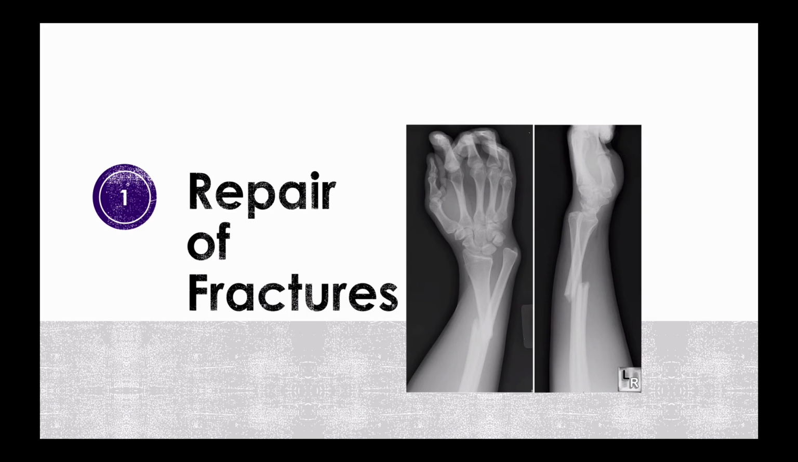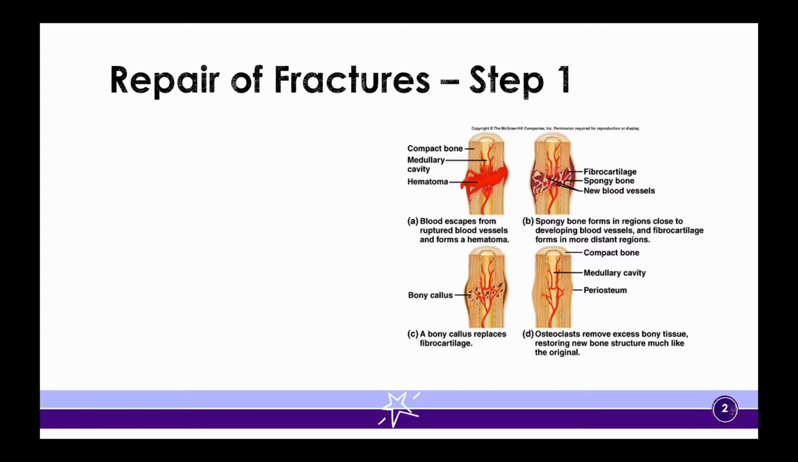All right, so we are going to talk about another type of injury that can happen and look at how it can repair itself, and that is fractures or breaks in the bones. And so, what is this process for repairing fractures? So, the first step is our hematoma formation.